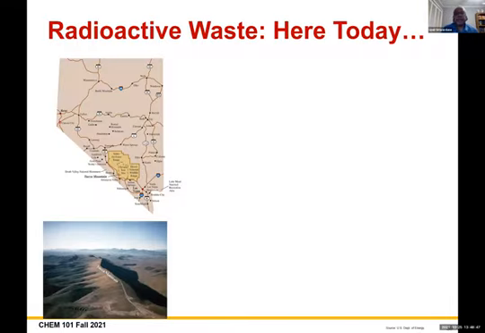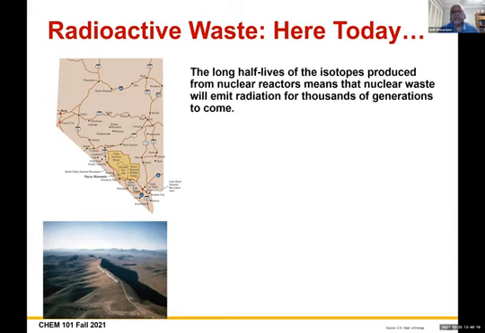So the problem is how we store radioactive waste. The radioactive wastes are created by nuclear reactors. As we do the fission reaction, various radioisotopes are produced. They are going to have long half-lives, so we have to put them in a depository.